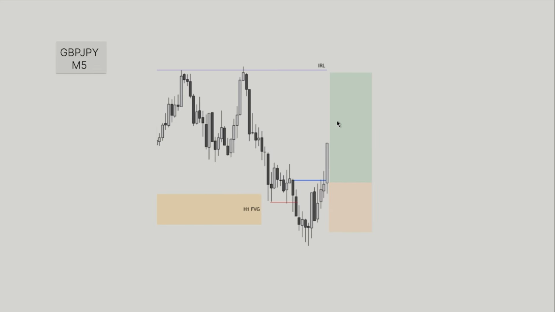So from there, I dropped down to the 5-minute chart to refine the entry. And on the 5 minutes, all I'm looking for is a liquidity sweep followed by a clean change in state of delivery around that key level.